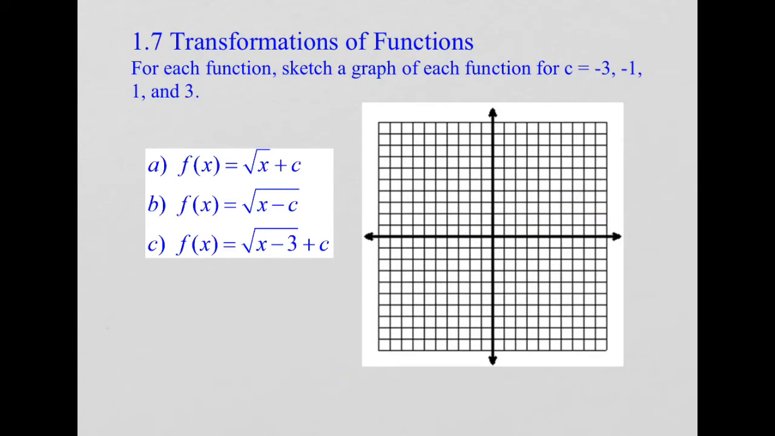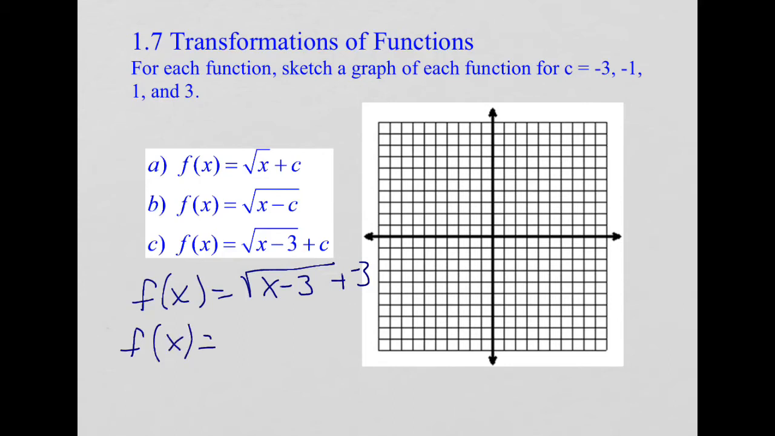Okay, function C, f of x equals the square root of x minus 3 plus negative 3. And f of x equals the square root of x minus 3 plus 3. Now we know this plus negative over here is just going to be minus.